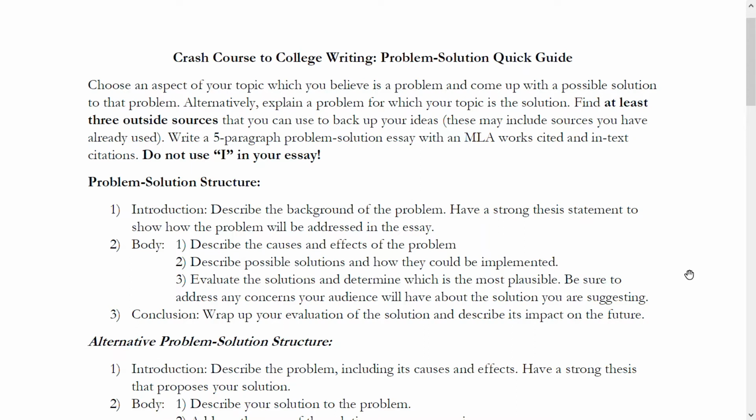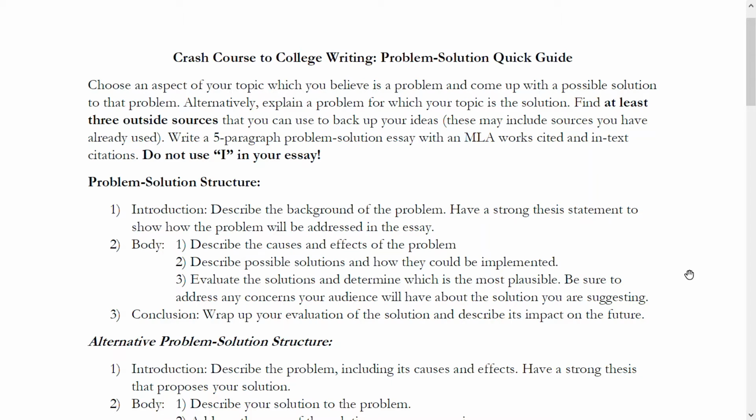These can be the sources you have already used for all of your other essays. They could be new sources. All that I ask is that it's on the same general topic. This is going to be a 5-paragraph essay with MLA works cited, in-text citations. Please do not use I. We're still practicing that more advanced kind of academic writing where I know what you think, but you don't need to tell me by using I.